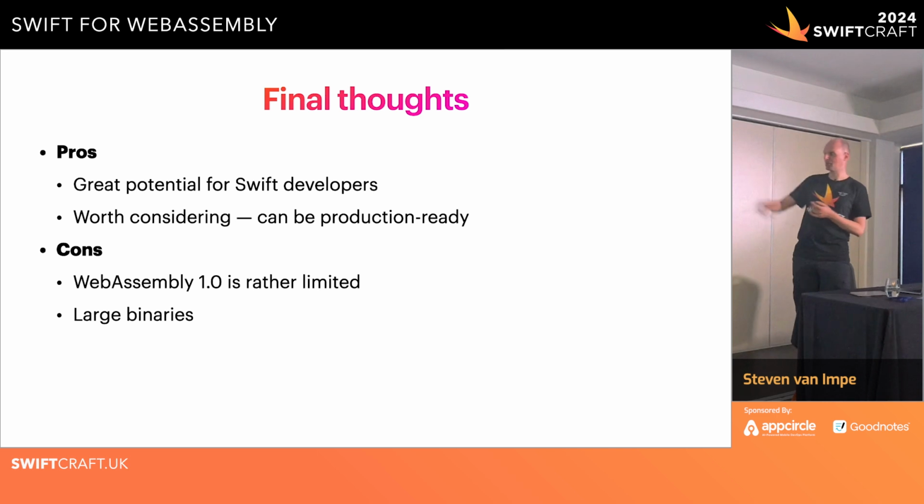Another issue is that the binaries that you get from SwiftWASM for the moment are rather large. Rather large means a couple of megabytes to maybe 20, 30 megabytes, depending on how many libraries that you're including in the module. But fortunately, these issues are being worked on.